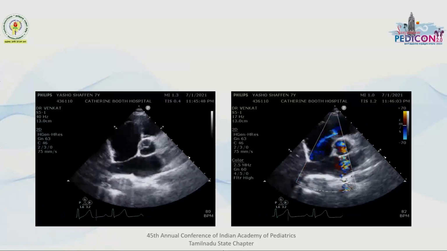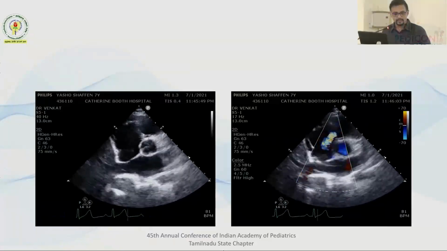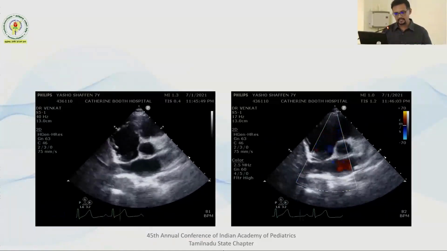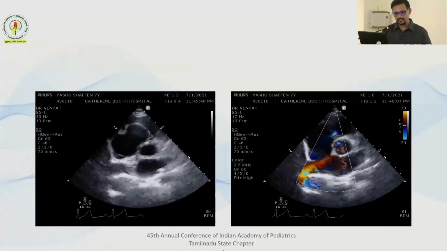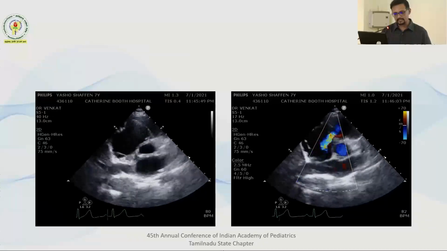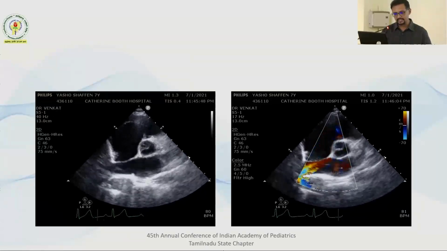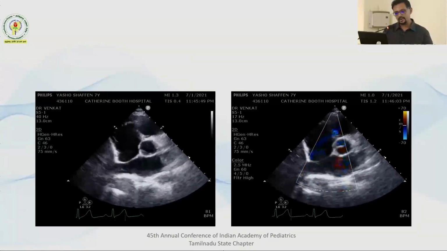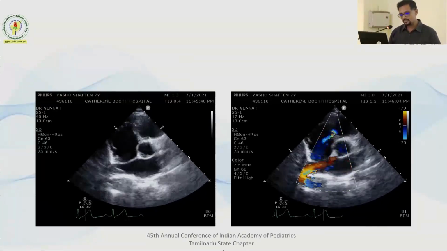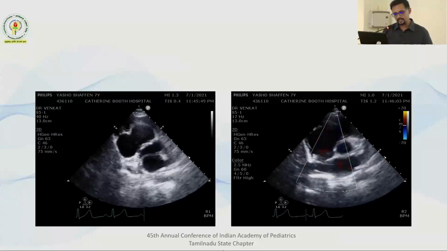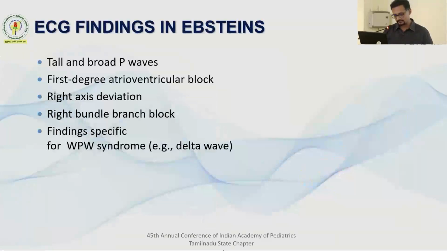So this is one of the children who recently came to me with Epstein's anomaly. See, this is the sail-like pattern of the septal tricuspid leaflet with severe tricuspid regurgitation. This tricuspid regurgitation is the cause for the JVP elevation. So this is one of the children who has been taken up for surgery.